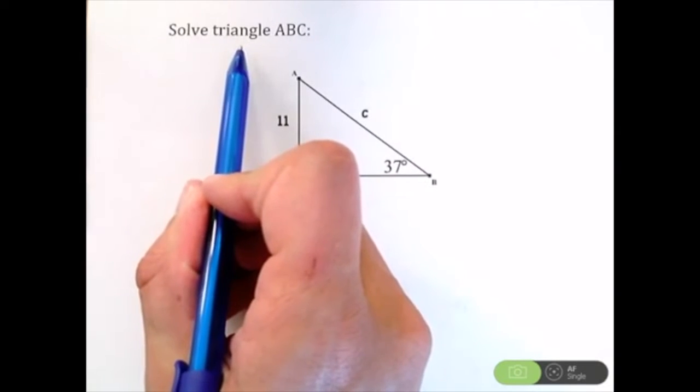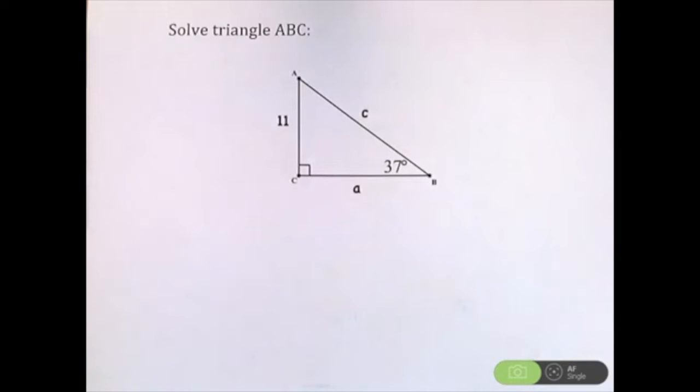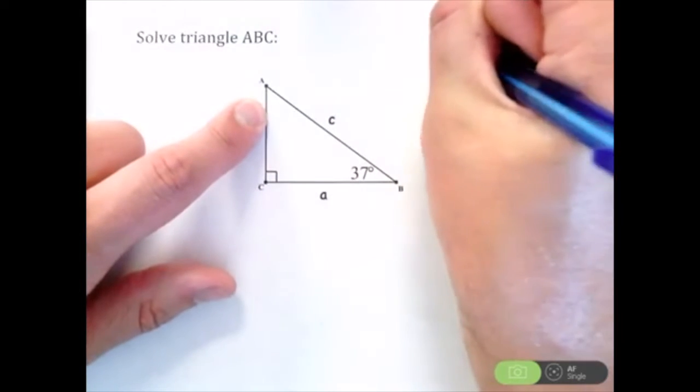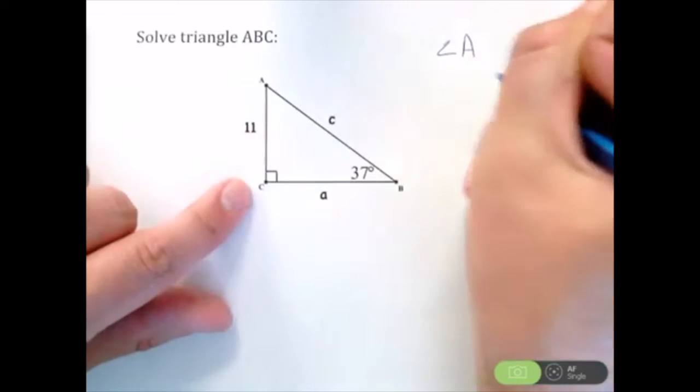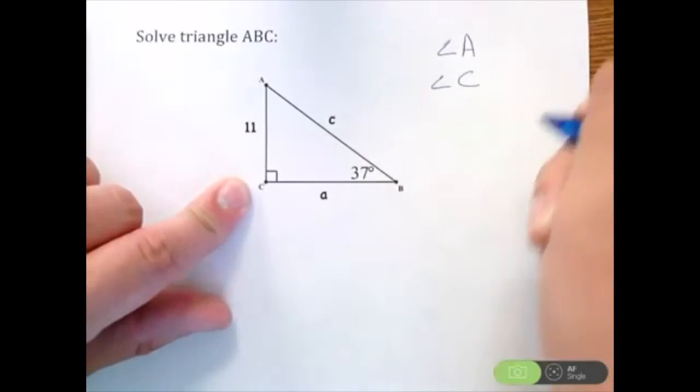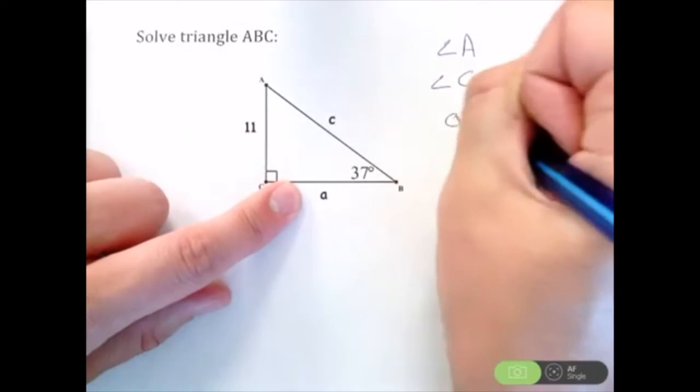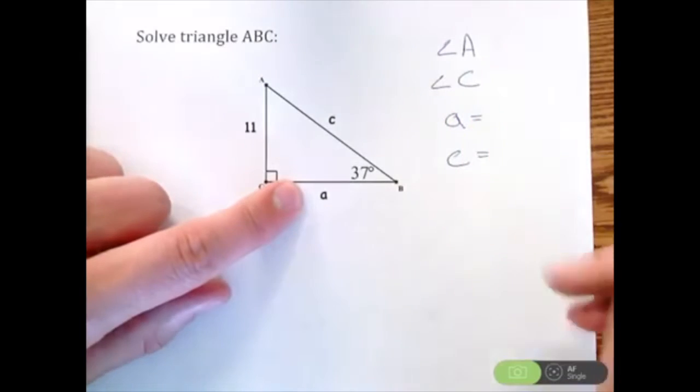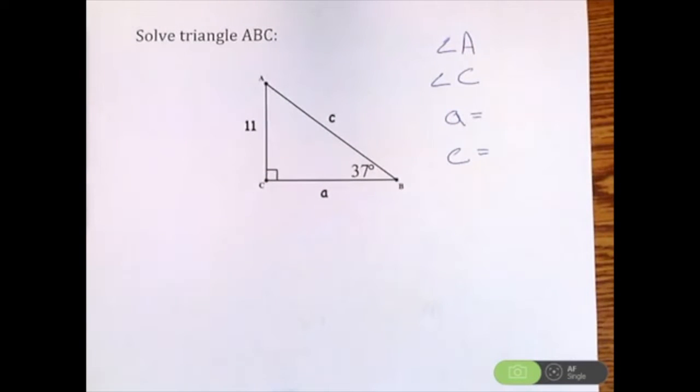Now what that means is you need to identify all angle measures that aren't already known, and find all side lengths that aren't already known. So for my angles, I do not know angle A, I do not know angle C, and I do not know side A, and I do not know side C. So we're going to find all four of those.